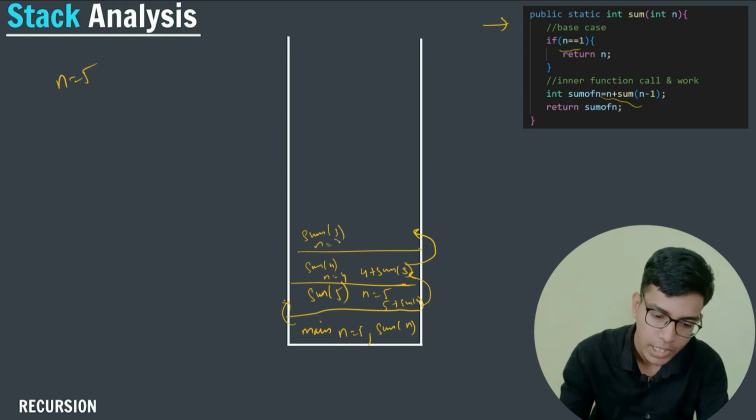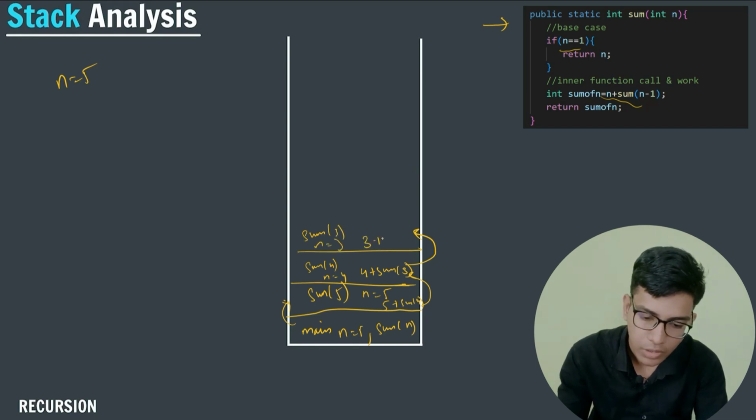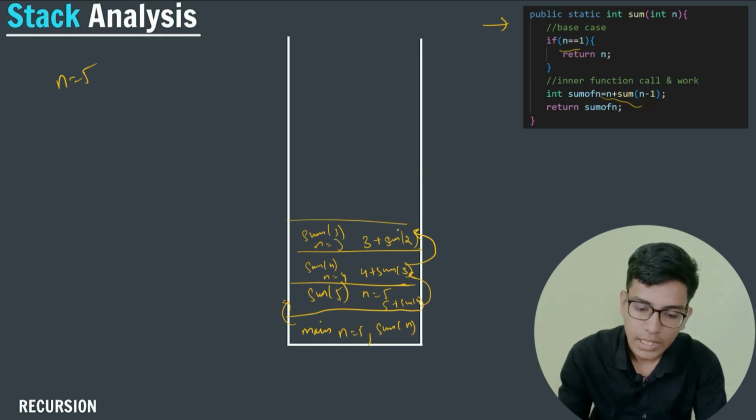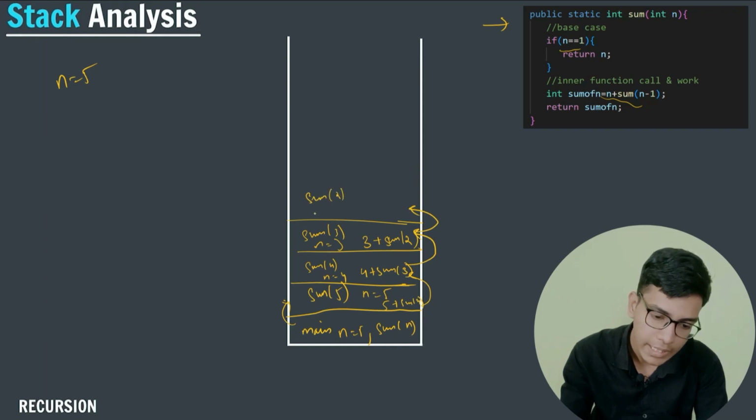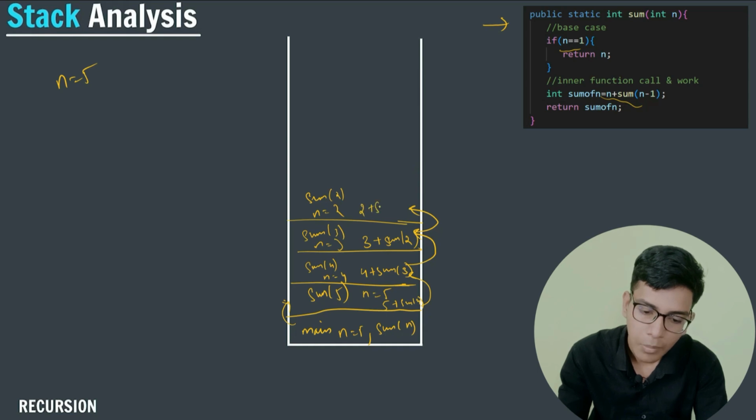Here n is equal to 3, and what am I doing? I am doing 3 plus sum of 2, that is n minus 1. After this, this function will call sum of 2. So for sum of 2, the n value is 2. After that I am calculating 2 plus sum of 1.